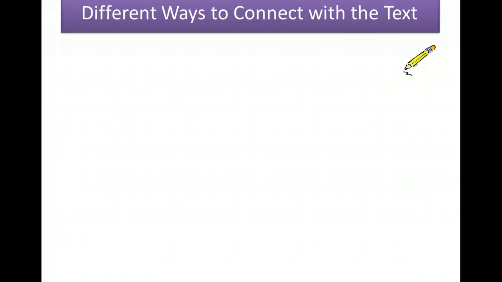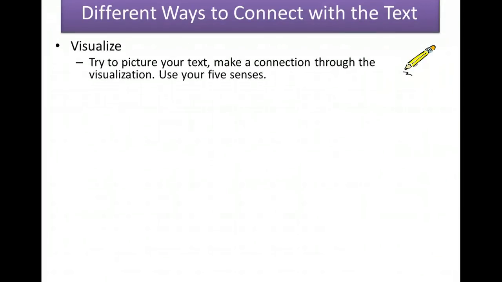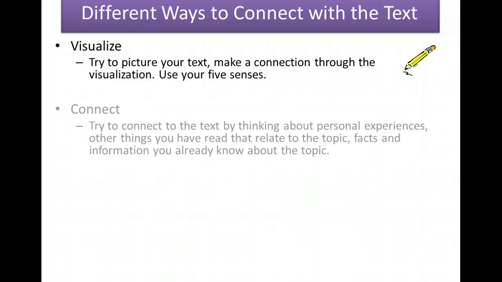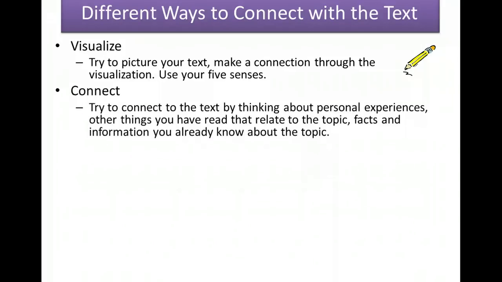So as far as different ways to connect with the text, you can think about visualizing or trying to picture your text and making a connection through that visualization using your 5 senses. A lot of the literature we're reading from the Holocaust does in fact get really graphic and descriptive with the five senses. We've talked about that already as far as their use of explaining the different smells and sights that they saw upon entering these camps. Connecting to the text by thinking about your own personal experiences or maybe even other things that you have read that relate to the topic.